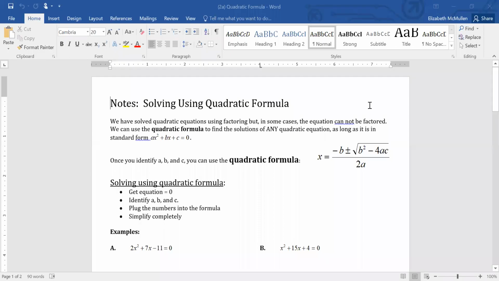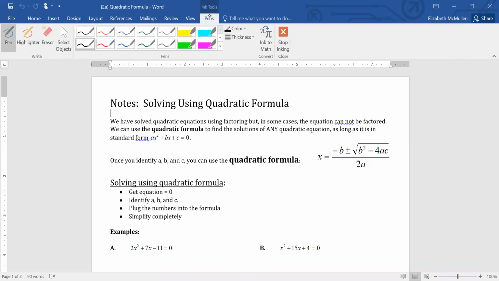All right, so today we're using the quadratic formula to solve quadratic equations. In our last lesson of Unit 6, we discussed how to solve quadratic equations by factoring. Sometimes, however, it's not possible to factor an equation.